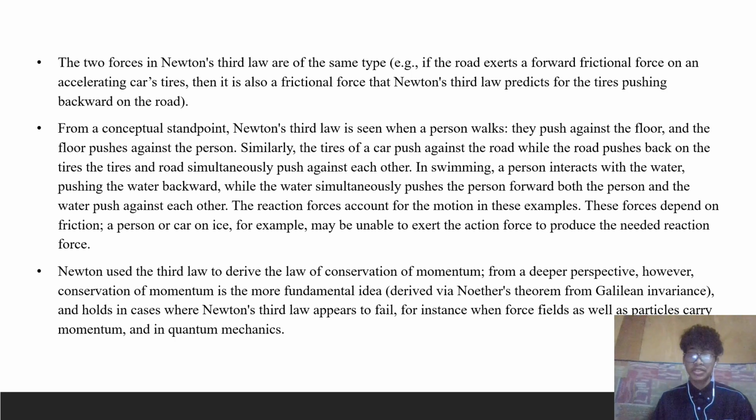From a deeper perspective, however, conservation of momentum is the more fundamental idea, derived via Noether's theorem from Galilean invariance, and holds in cases in which Newton's third law appears to fail. For instance, when force fields as well as particles carry momentum, and in quantum mechanics.